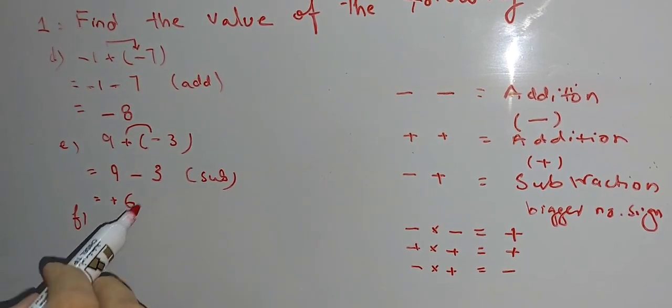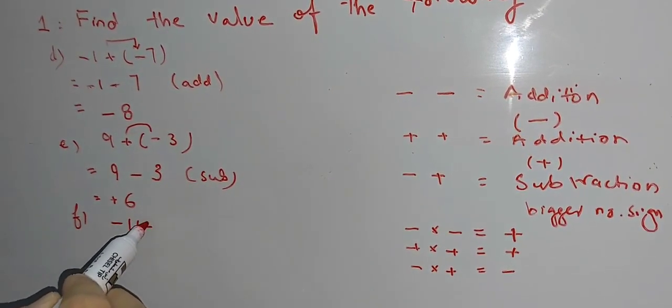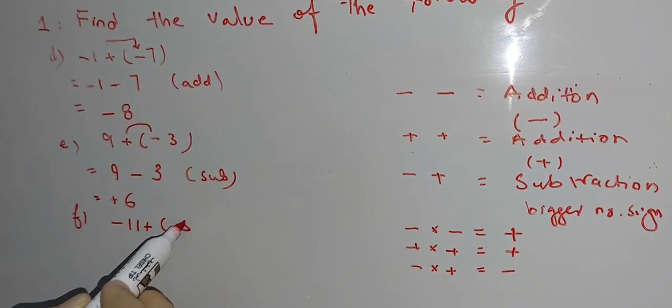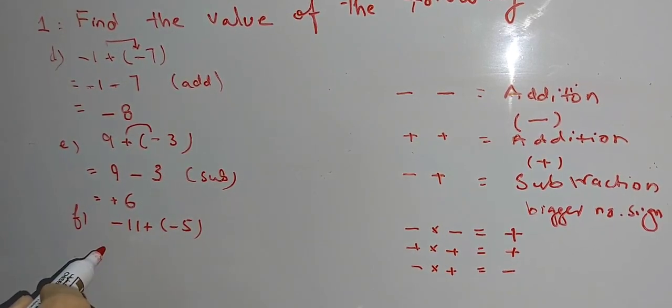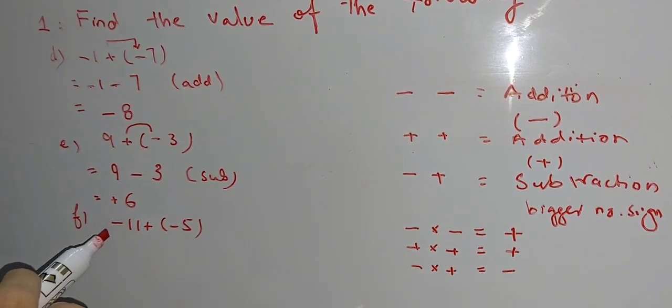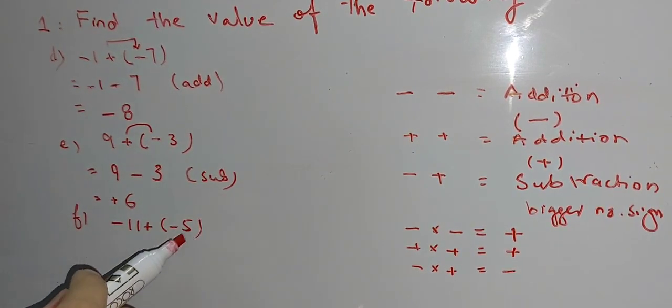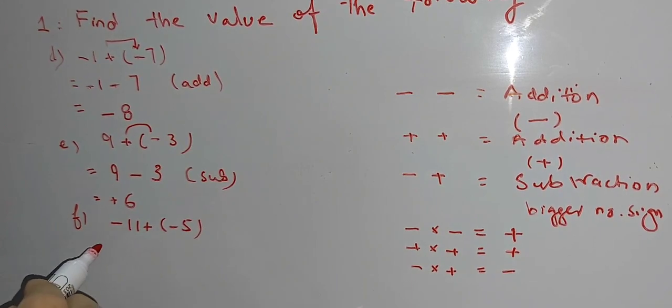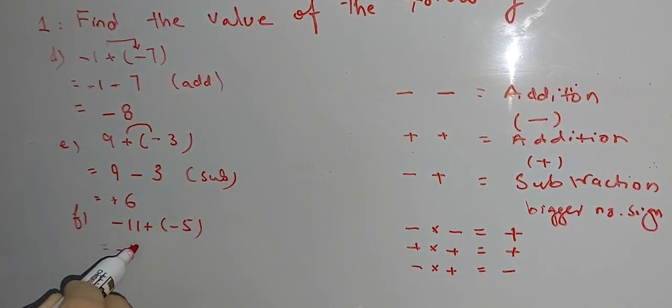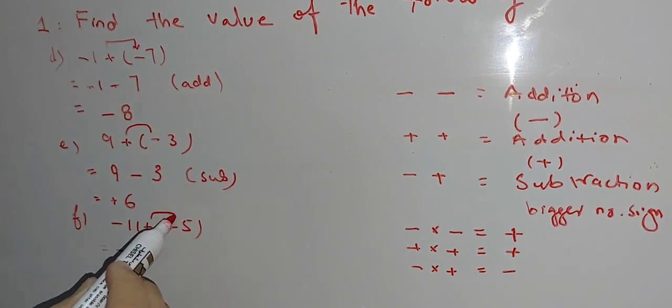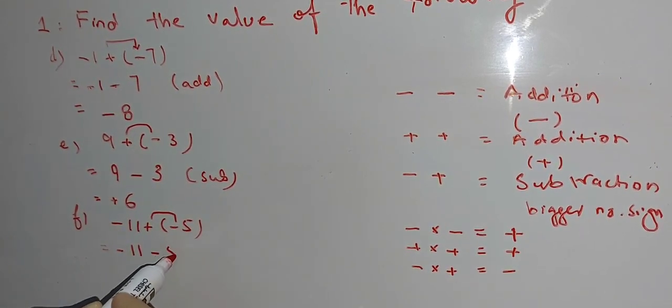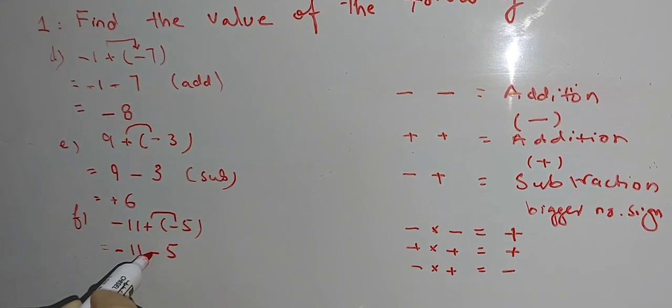Okay, part F is minus 11 plus bracket minus 5. First step will be what? We have to open the bracket. We will write minus 11 as it is, then this plus minus becomes minus, so minus 11 minus 5.